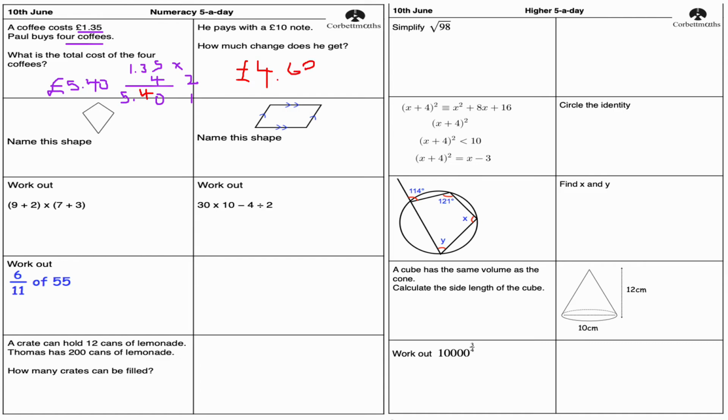The reason why I know that is because £10 take away £5 is £5, and then take off an additional 40p of £5, and I get £4.60.